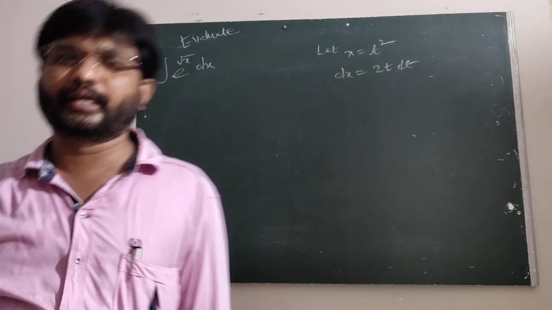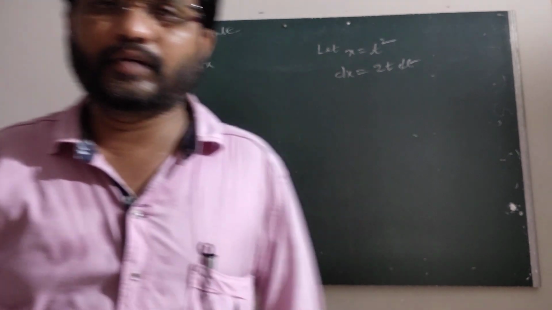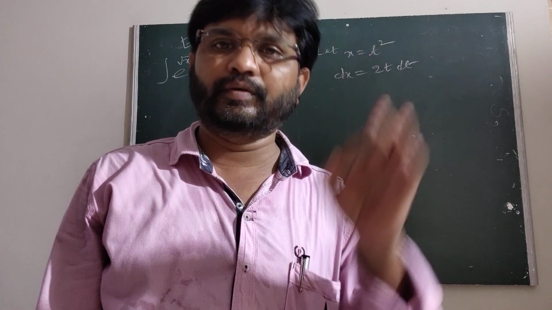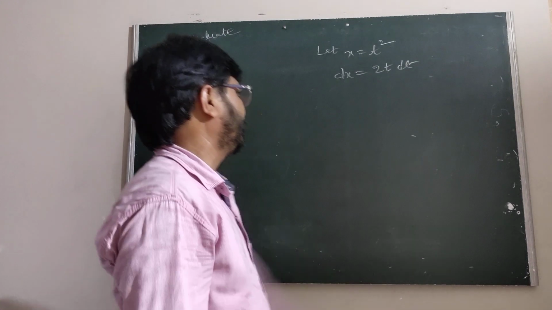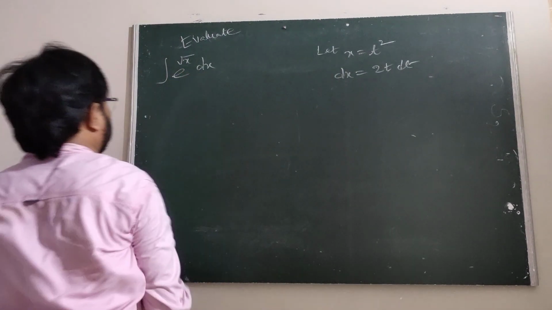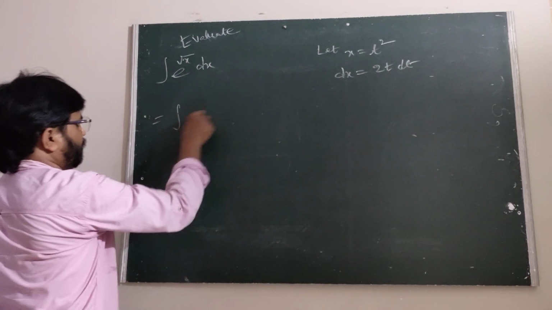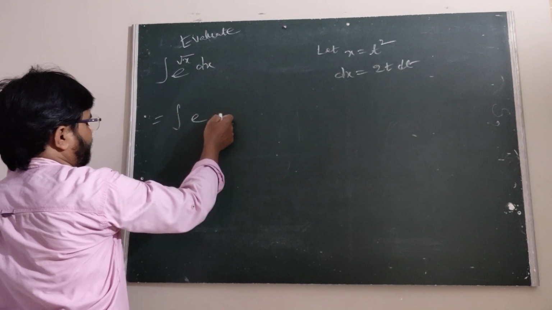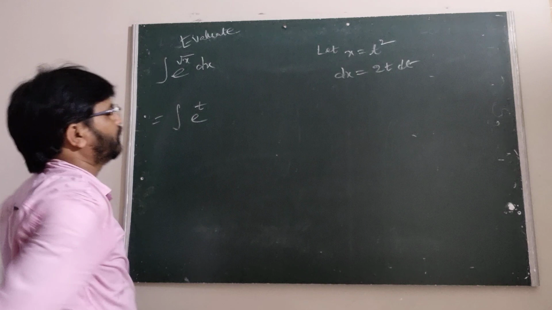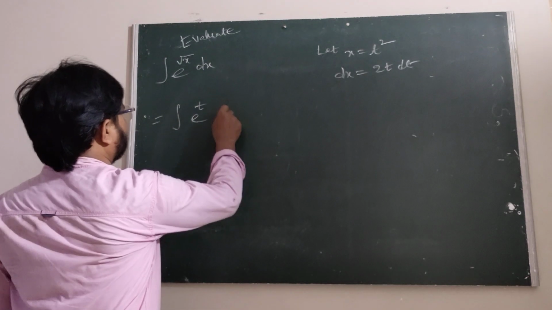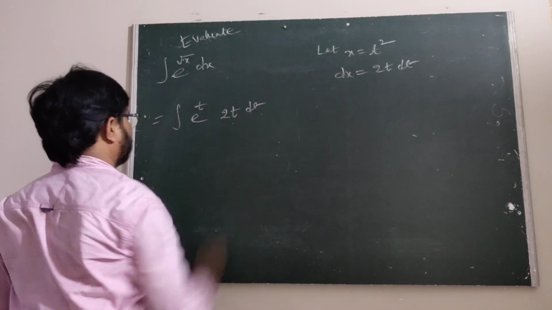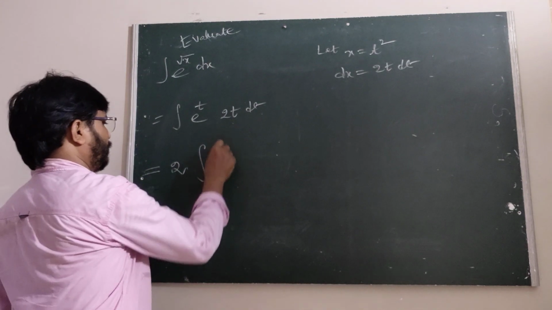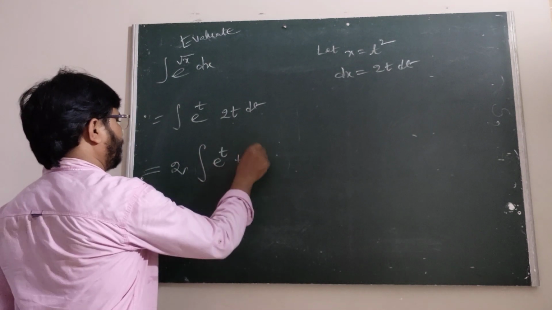First we are taking x equal to t square. Differentiating on both sides, the derivative of x is dx, the derivative of t square is 2t dt. Now these two are substituted in this integral. e power root x, where x is t square, therefore square and under root cancel, that is t. dx is 2t dt. Now this is 2 into t e power t dt.